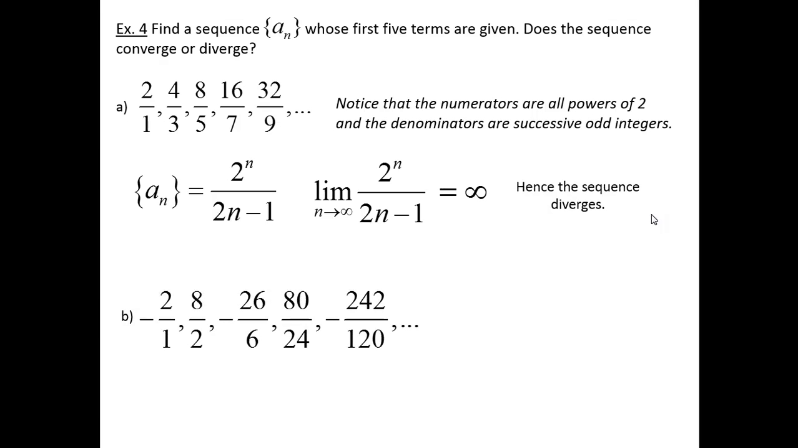Take a look at this one. Negative 2, 8 over 2, negative 26 over 6, etc. You can see it's some sort of an alternating series, or sequence rather. And notice that all the numerators are 1 less than powers of 3. So we're going to express the numerator as 3 to the n minus 1.